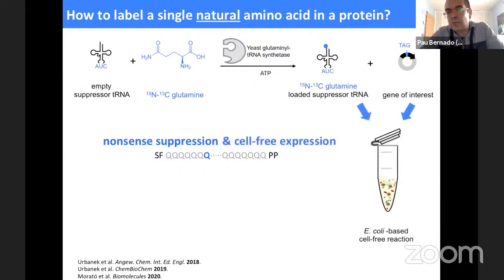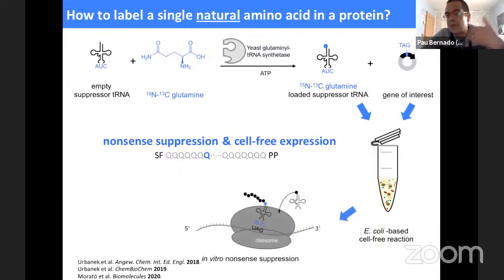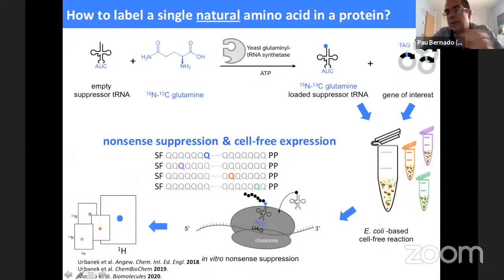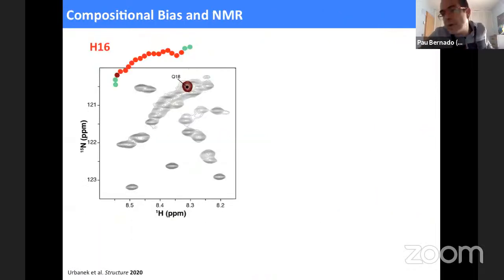When we add those two elements together with a cell-free mixture, which is an extract of E. coli that contains all the transcriptional and translational machinery of E. coli, the ribosome will synthesize the protein, and when it reaches the stop codon, it will incorporate the blue amino acid, giving us very simple spectra. By doing different reactions with this stop codon moved to different positions, we will have the complete assignment. And this, in fact, works.